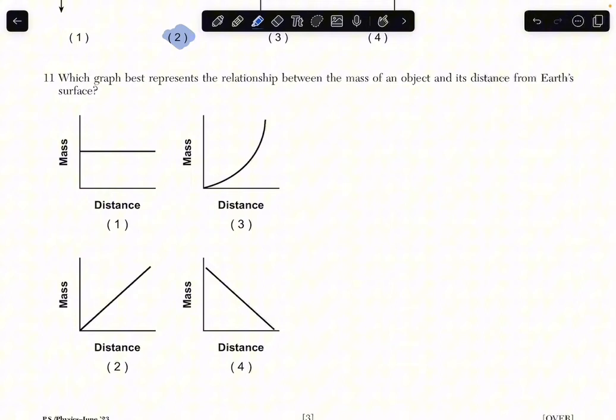11. Which graph best represents the relationship between the mass of an object and its distance from Earth's surface? So this is very important. This question has a very important piece of information, and that's going to be that mass is always the same. You have to remember that. For this question, for general information, you should always remember that.